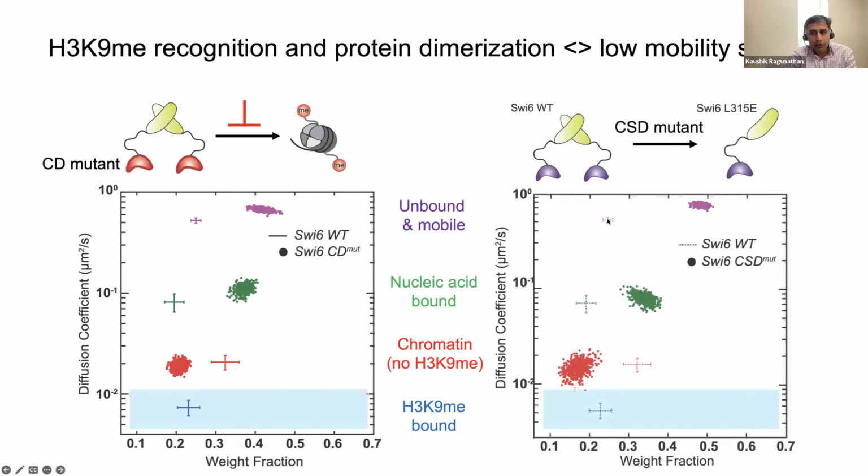We can do similar mutations in the dimerization interface of this protein. So you can actually mutate the fact that these proteins form dimers, as a result of which you can make a CSD mutant. This results in the protein being predominantly a monomer. And here you can actually see, again, a complete loss of H3K9 methylation binding, and again in the highly diffuse state of molecules.